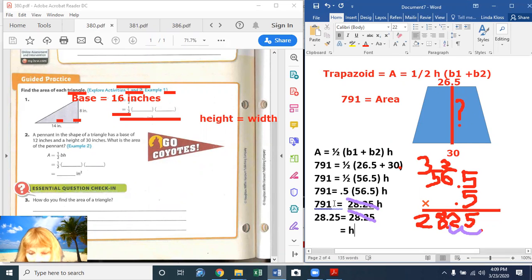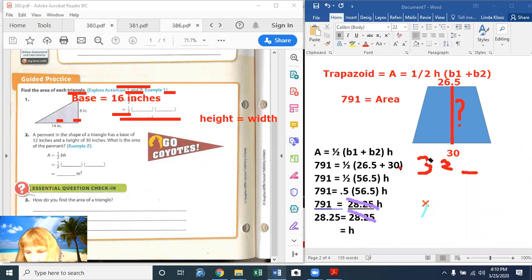Now we have to do 791 divided by 28.25. Let me grab my spotlight. Oh, this is a long one, isn't it? So we're going to erase this so we have a little bit of workspace room here now that we're done with that one. Now we have to do long division. We can do it. We're almost there. Oh, I want it to be red, not that color.